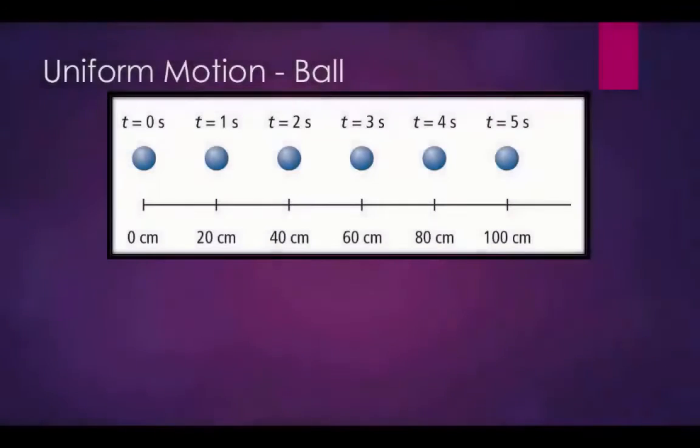Recall our uniform motion ball rolling from a few lessons ago. At time 0, the ball is at the start. At time 1 second, its position or location is 20 centimeters to the right. At 2 seconds, it's at 40 centimeters to the right. At 3 seconds, it's at 60 centimeters to the right.